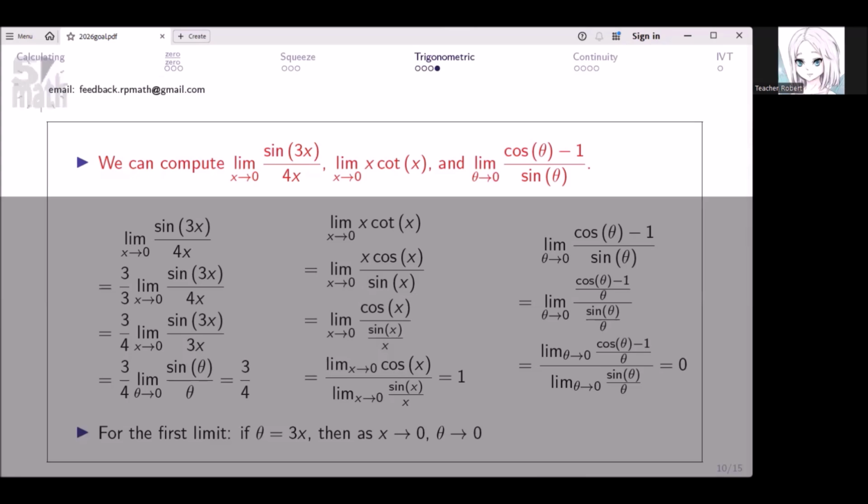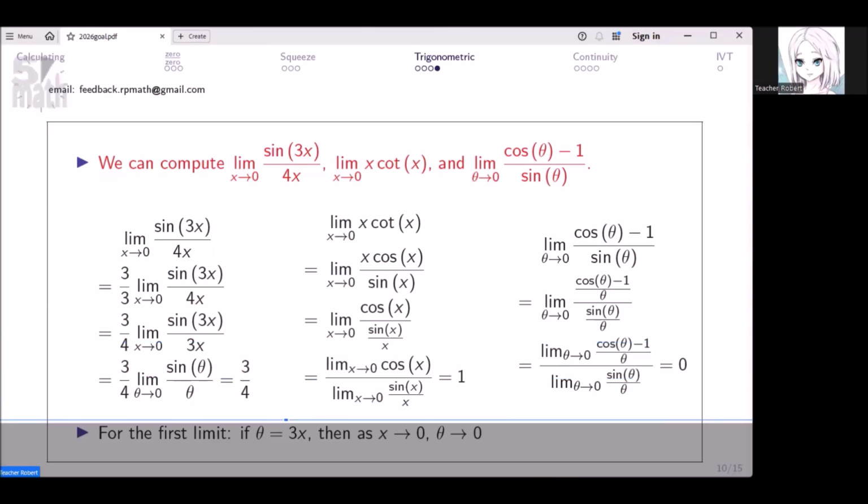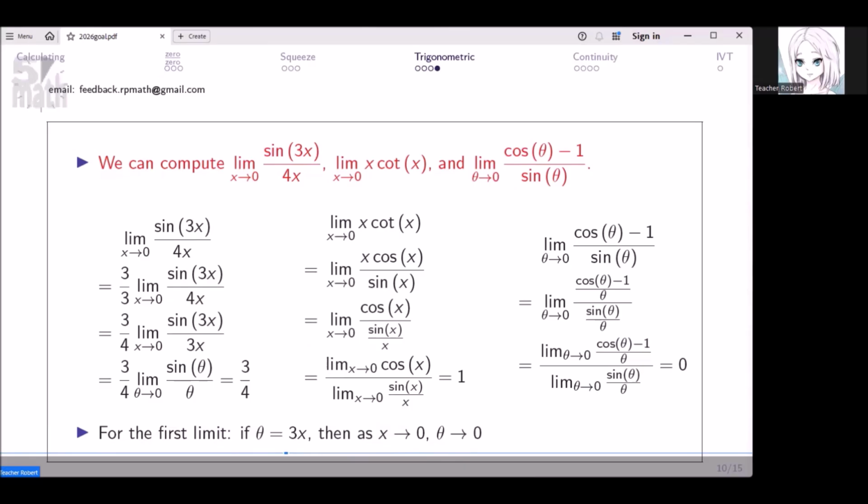We can compute limit x goes to 0 sine 3x over 4x, limit x goes to 0 x cotan x, and limit theta goes to 0 cosine theta minus 1 over sine theta. We have the following. Note, for the first limit, if theta equals 3x, then as x goes to 0, theta goes to 0.